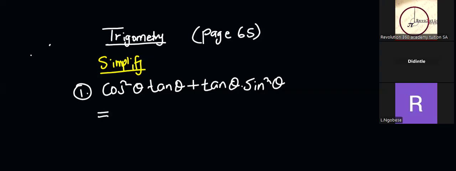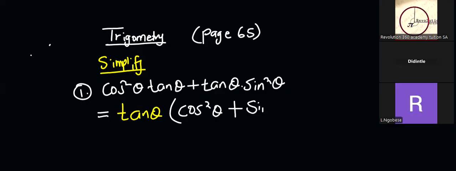They want me to simplify. So the first thing that I will do is see that here we have a common factor of tan. Since we have a common factor of tan, you're going to take tan theta as a common factor. So you just say tan theta, then open bracket, and we'll be left with cos squared theta plus sine squared theta. Do you all see? Yes, sir. So you write tan theta times this.